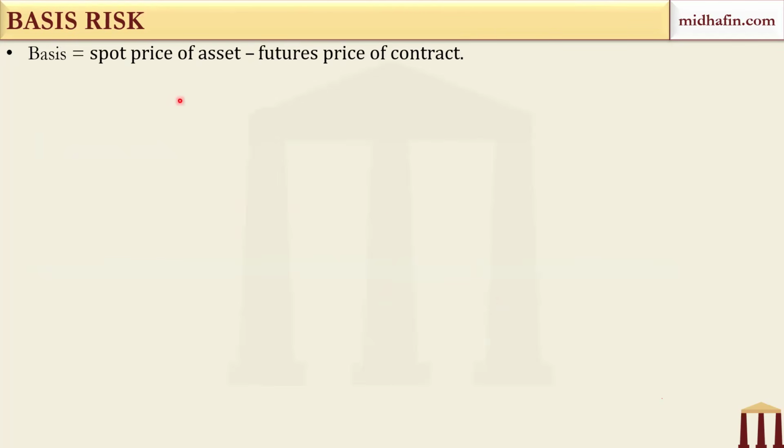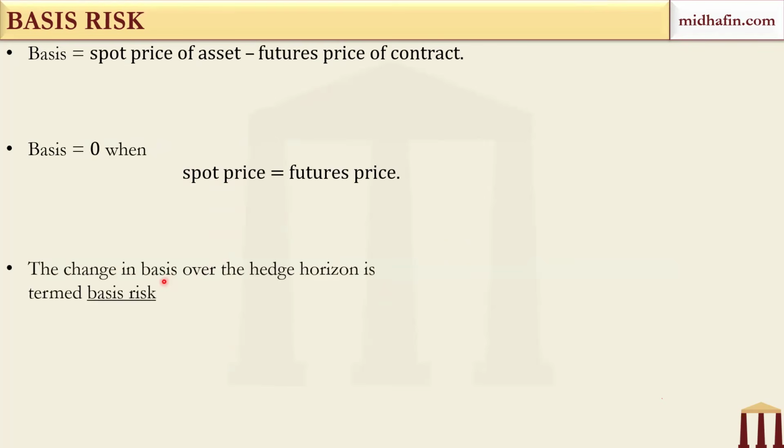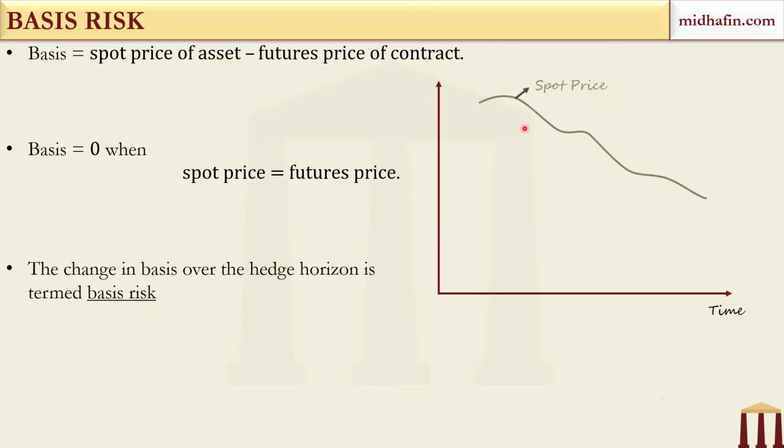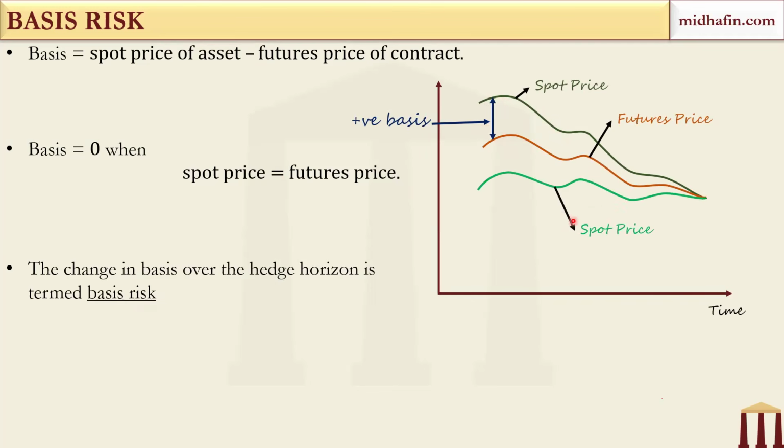Now, basis, as we discussed, is the spot price minus futures price, and basis will be equal to 0 when spot equals futures. This typically happens at maturity. The change in basis over the hedge horizon is termed basis risk. So let's draw a diagram. Let's say this is the diagram for the spot price, and this is the diagram for the futures price. You can see that the basis is positive because spot price is greater than the futures price. But what will happen if the spot price is below the futures price? What will be the basis in this case? Negative basis, because spot minus futures is negative.